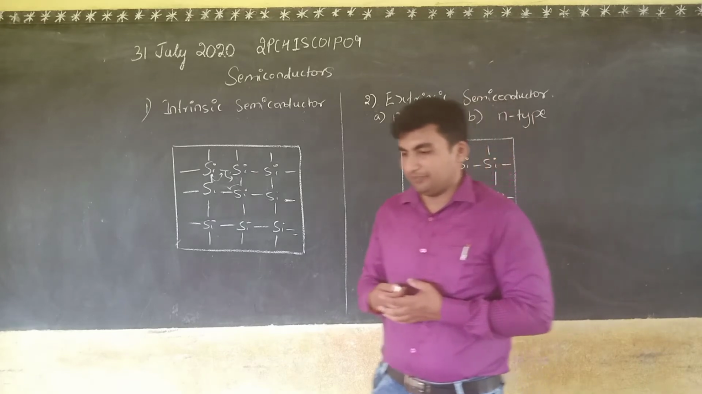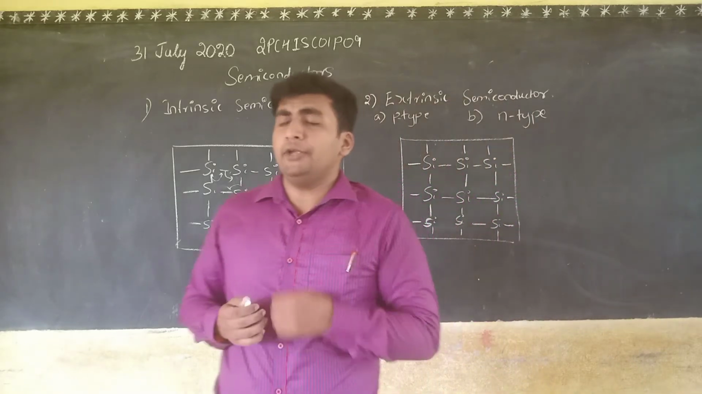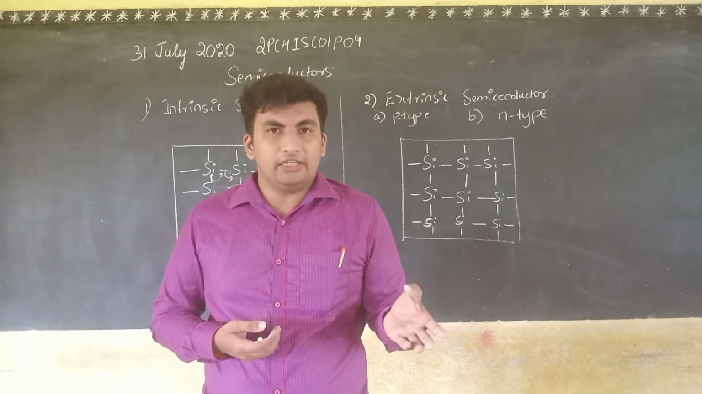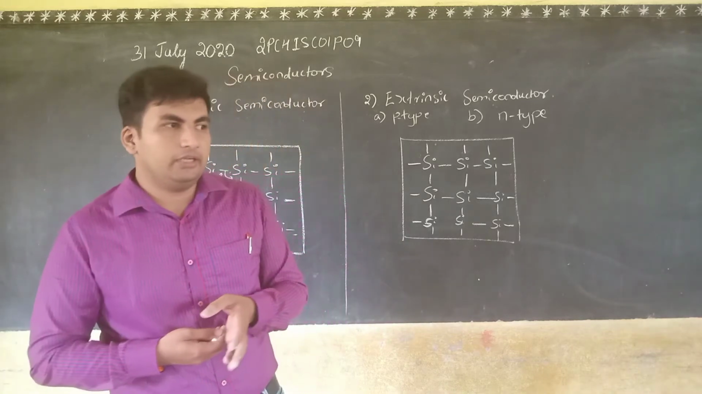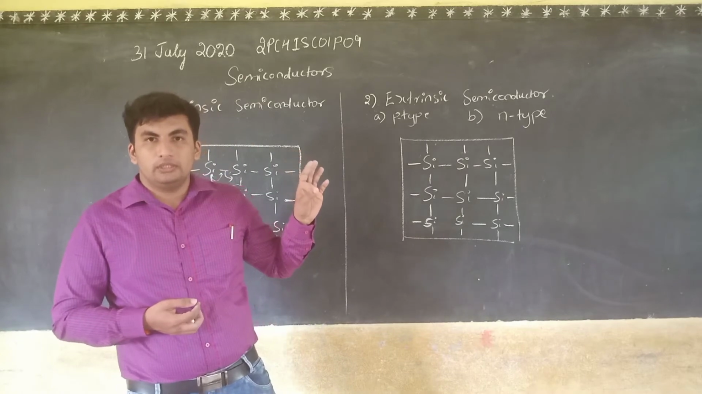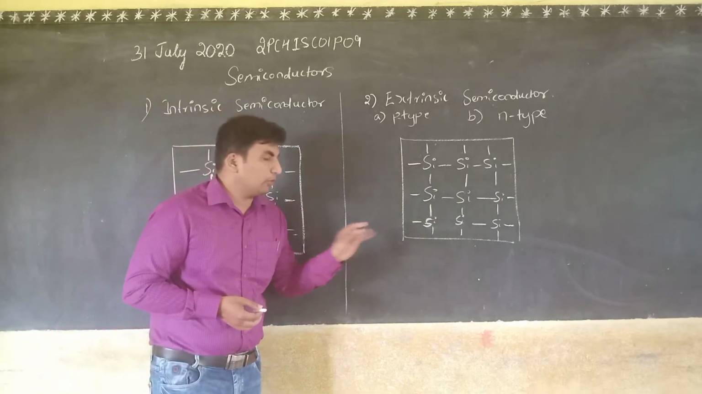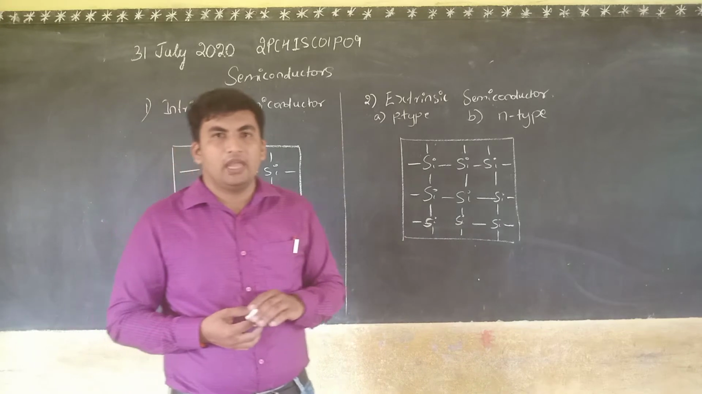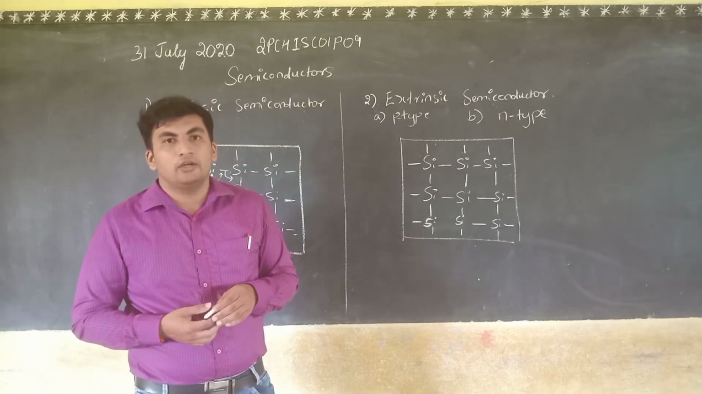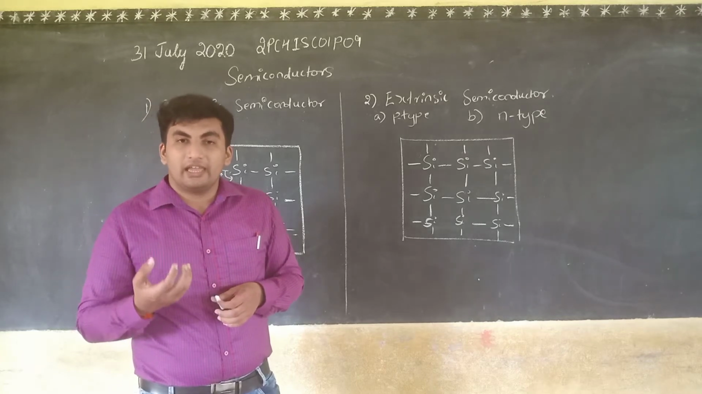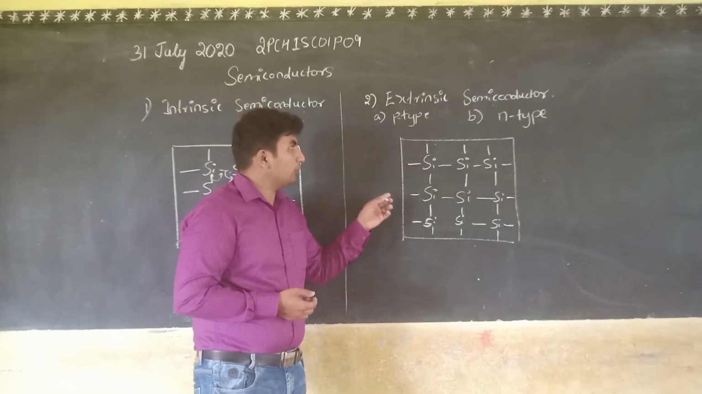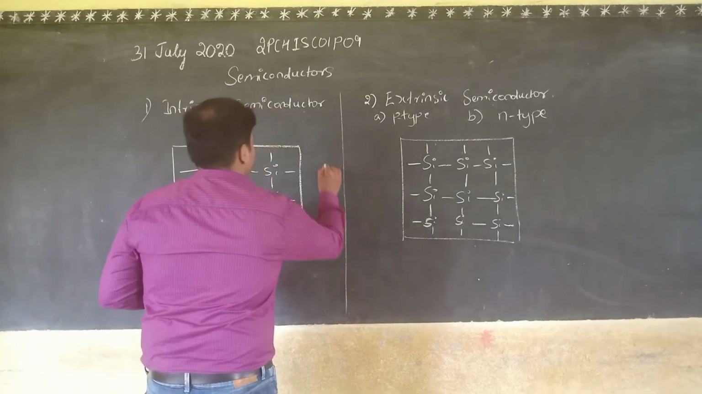So if we add any impurity atom, that may be a group 13 element or group 15 element, to the pure semiconductor, that process is called doping. Adding an impurity to the pure semiconductor to increase the electrical conductivity, that process is called doping.